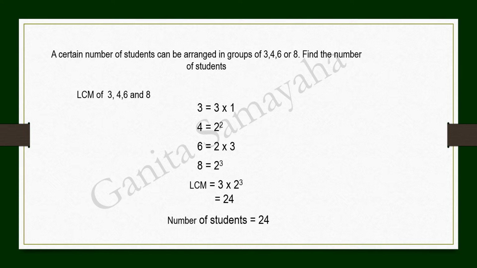So this 24 can be arranged in 3 groups. At that time you will have 8 students each. You can make them into 4 groups with 6 students each, or you can make it to 6 groups with 4 students in each group, or you can make them into 8 groups with 3 students in each group. Okay, children. So I am sure you have got this answer also. And now let us proceed further to understand what we have to learn in today's class.